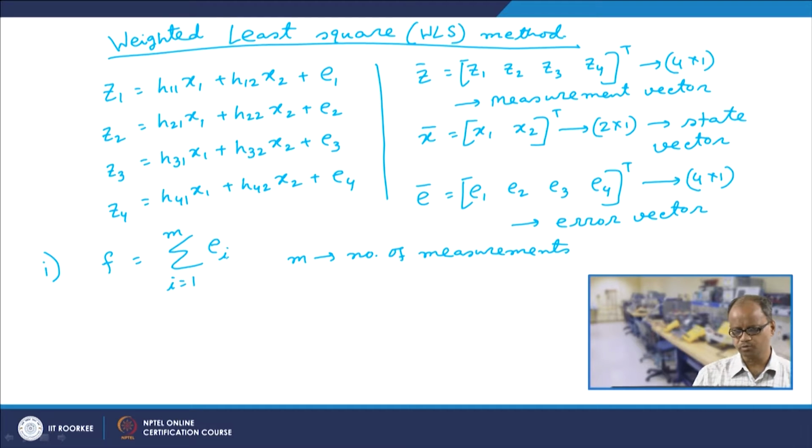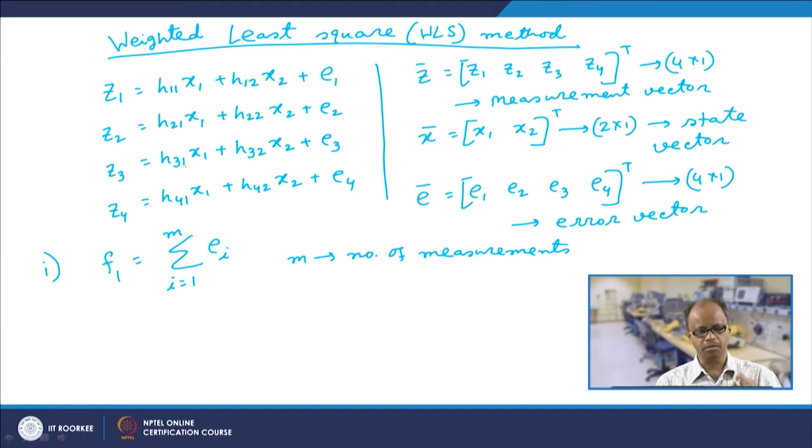So, in this case we can say that one such measure could be f 1, where we simply add all these errors. What we are saying here is that we would be trying to minimize the sum total, or rather the algebraic sum total, of these errors. So, our goal could be to estimate these values x 1 and x 2 such that the algebraic sum total of these errors is minimized.